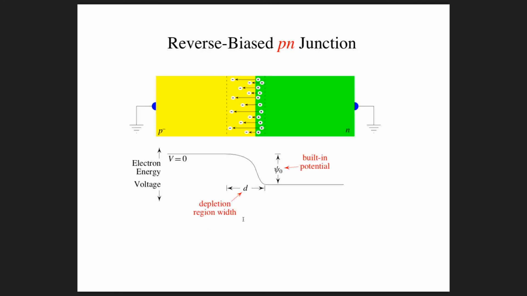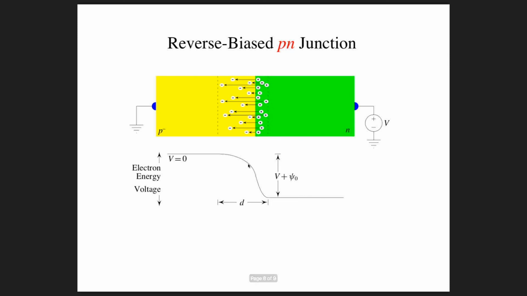So reverse bias is either zero bias or a negative bias. Okay, so here with the built-in potential and no external voltage applied, there should be basically zero current flow in this situation.